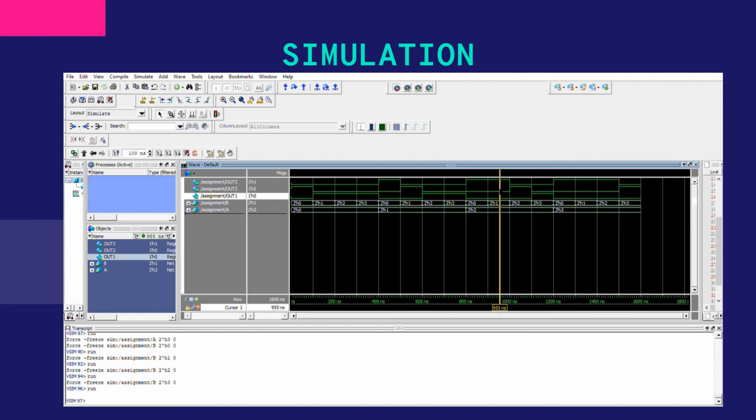Two is greater than 1 and 0, therefore output 3 goes to 1. Finally, in the last case, 3 is greater than all. So output 3 remains 1 except for the last case where 3 is equal to 3 and your output 2 is 1.